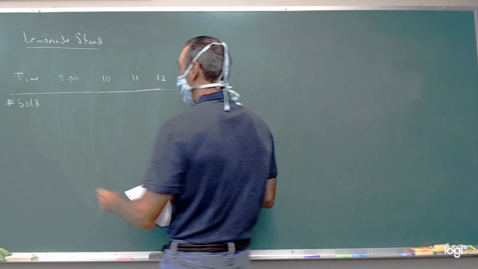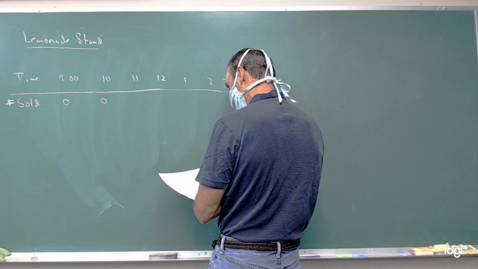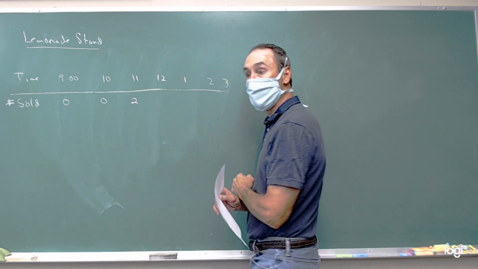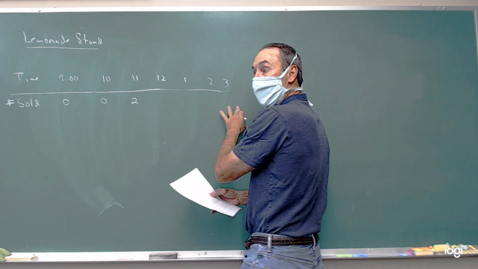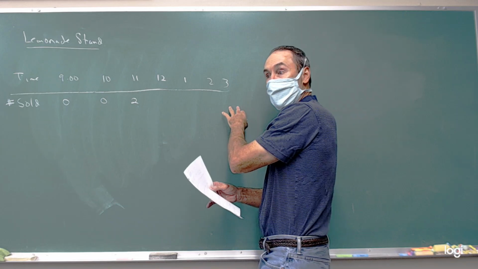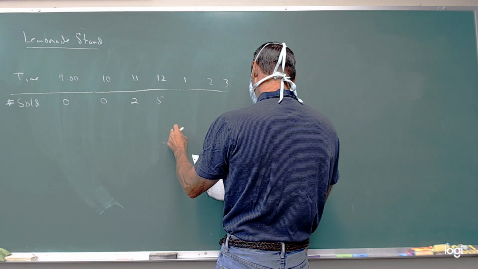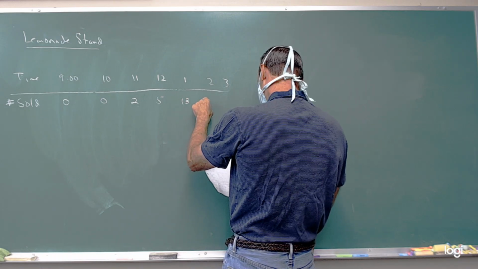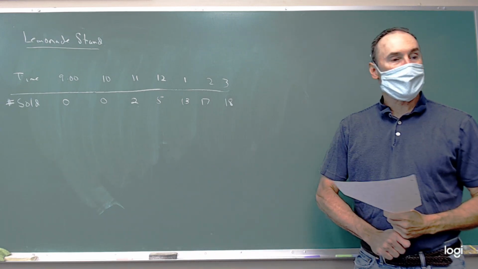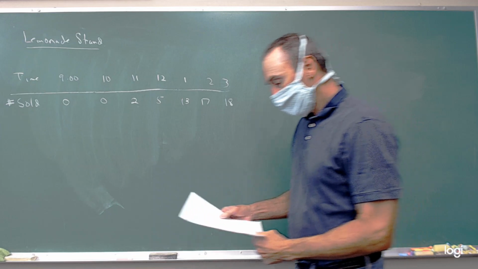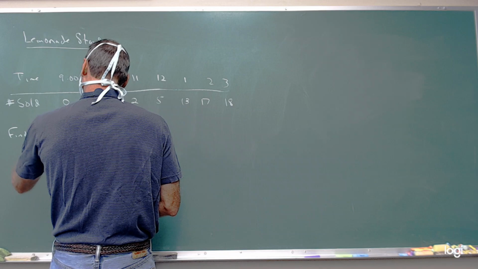And the number of lemonades sold: business was slow at first. We didn't sell any. Still didn't sell any by 10. Business picked up by 11. We had sold 2. Now this is the cumulative amount here. So these numbers can't go down because we're not given any refunds on this lemonade. Okay, so at noon, we had then sold 5, and then 13, and then 17, and by the close of business at 3, we had sold 18. Does that make sense?